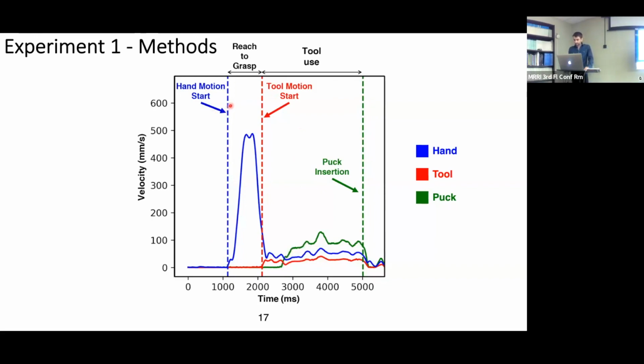Basically we look at a phase for initiation or planning that was defined by the reach-to-grasp phase, where, even though the hand is already moving, there are some online adjustments or planning processes involved, just before they start using the tool. And then there is the use phase that is defined from the first movement of the tool handle until the puck is inserted.